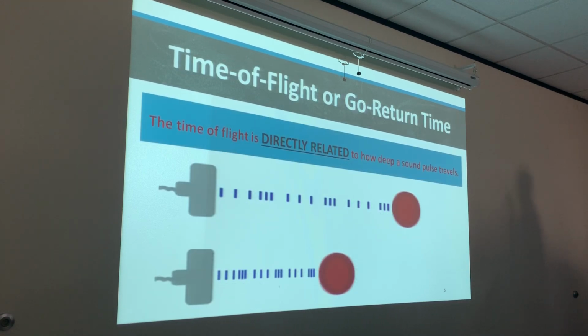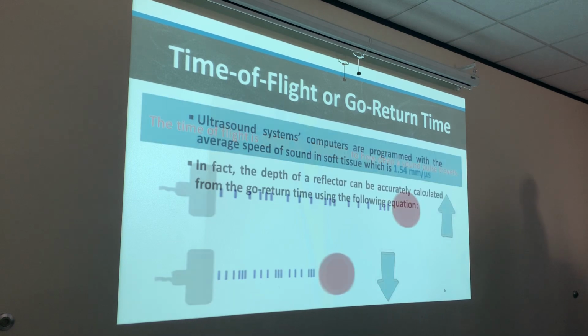All right. So the time of flight, guys, is directly related to how deep an image is. The deeper the structure, the higher the time of flight. Direct relationship. The deeper the structure, the go and return time goes up. Just the opposite: the more superficial the structure, the less the time of flight, because it takes less time to go a shorter depth. Time of flight is directly related to the image and depth.